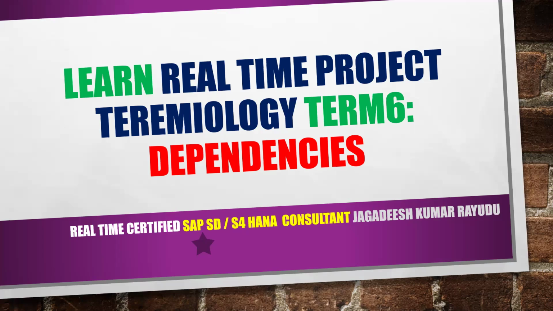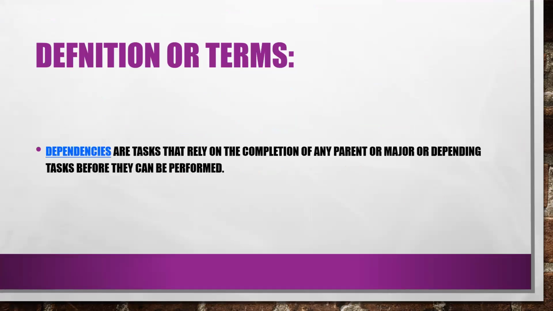If you'd like to perform a task, and another task needs to be performed before performing the earlier task, then the depending task we'll call a dependency. So dependencies are the tasks that rely on the completion of any parent or major or depending task. It can be major or minor, before they can be performed. So I will tell you a certain example.